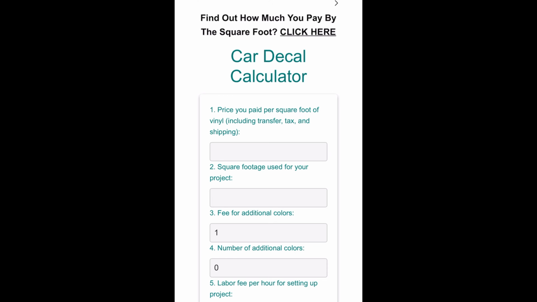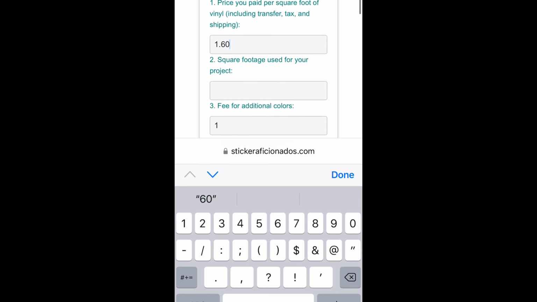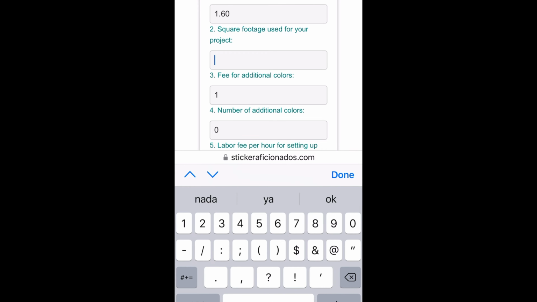But if you put that number here, $1.60, this calculator has a special formula which will balance to a round up number of $13 for every square foot, and it will be multiplied by section number 2, which is square footage used for the project. So for example, if our project consists of 10 square feet of vinyl, it will multiply 13 by this number.